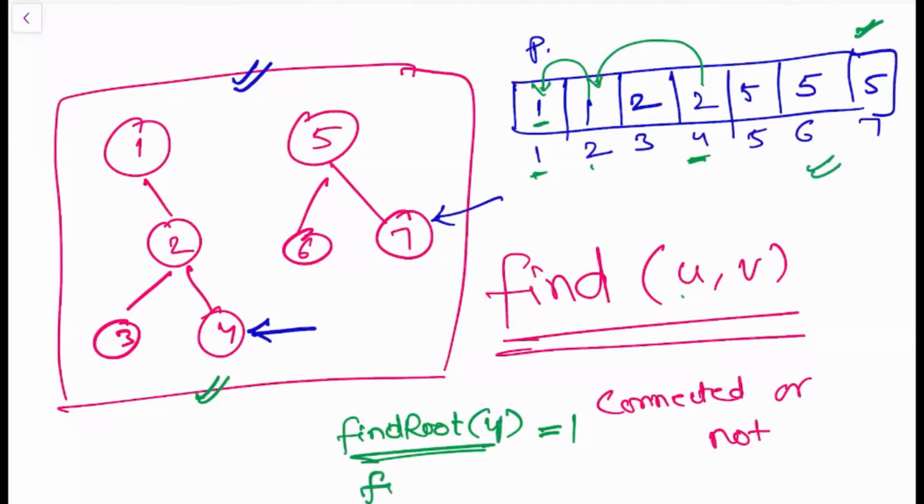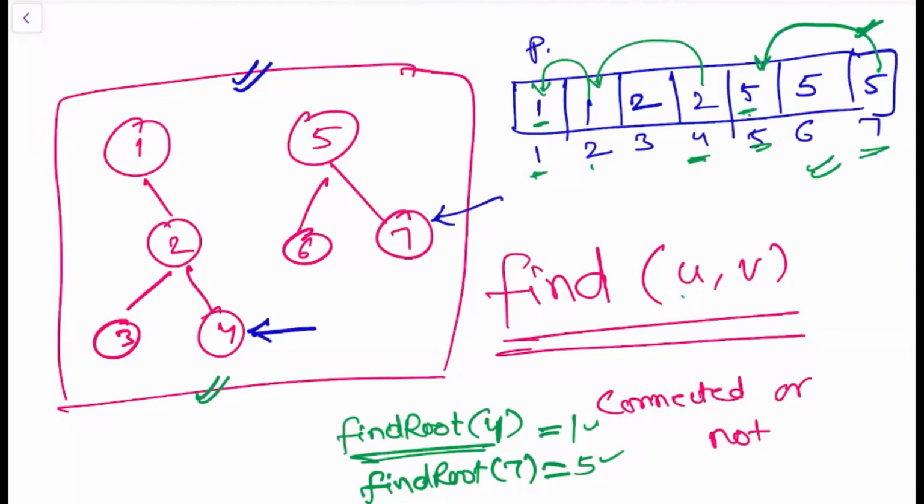What is the root of 7? Yes, what is the root of 7? It is 5. So you will go to 7, find its parent. From here, if you see parent and this are equal, so root of 7 is 5. If parents are different, if roots are different, we can easily declare they are not connected. Is that true? Right?